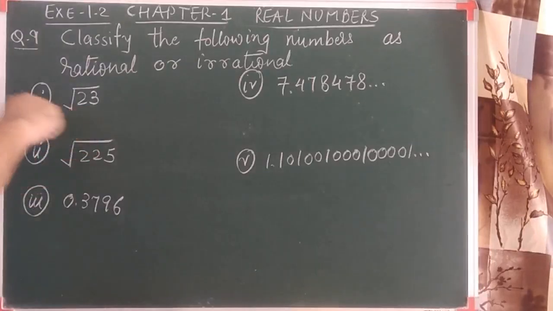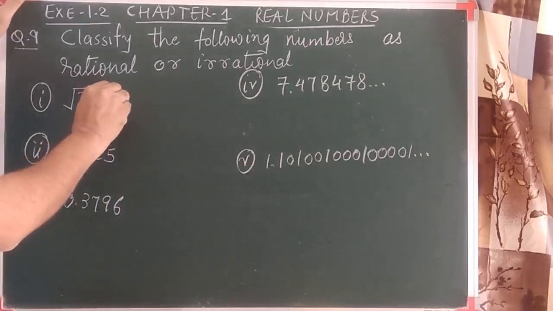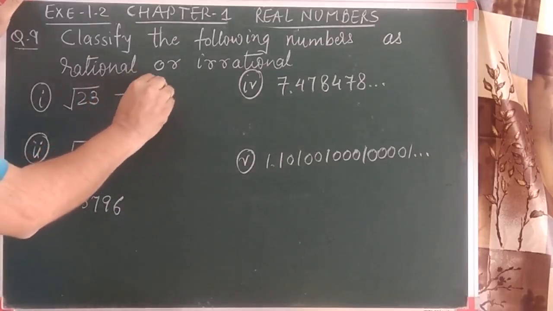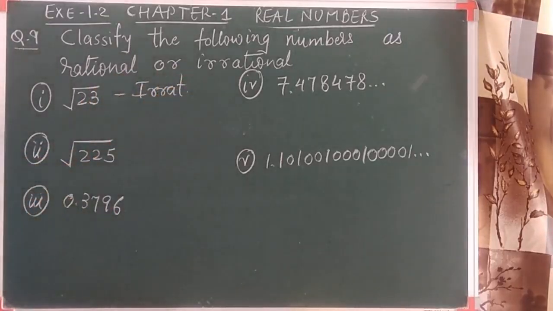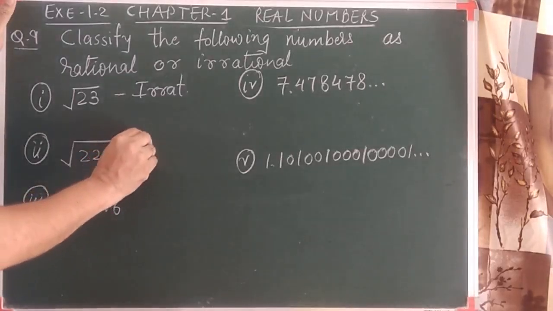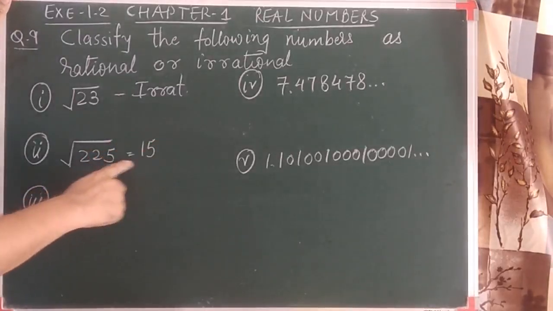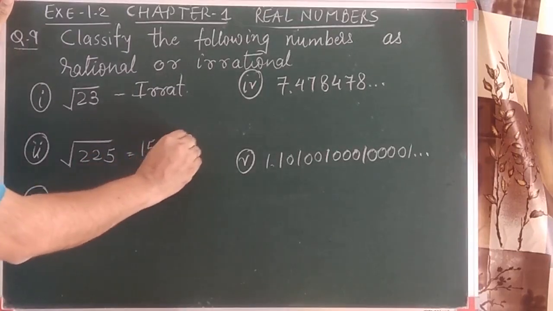So look at the first, root 23. We know that 23 is not a perfect square. So the square root is not possible. So this number is an irrational number. Look at the second number. It's root 225. So 225 is the square of 15. So we can say as the square root is possible, this is a rational number.